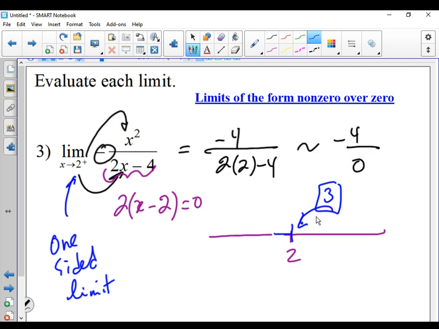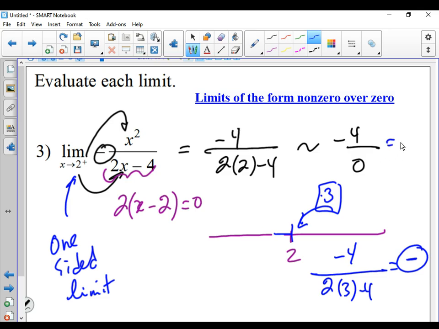Okay, that 3, we're going to plug in only the denominator of that expression. Remember, the numerator is decided to be -4. You plug the 3 in the denominator, change x to 3. So 2 times 3 minus 4, that's -4/2, which is going to be a negative answer. So we know for sure that the answer will be -infinity.